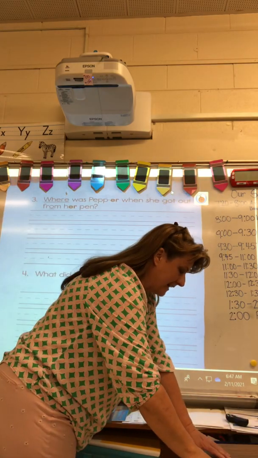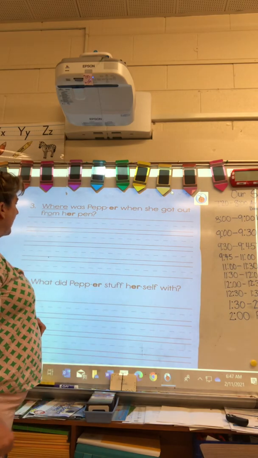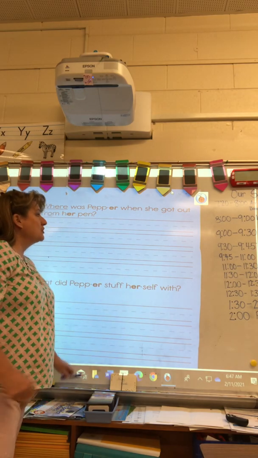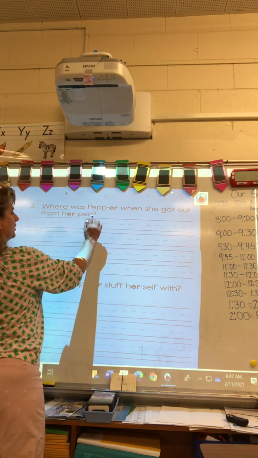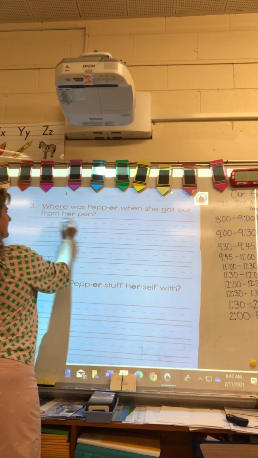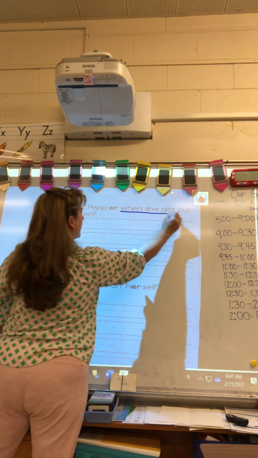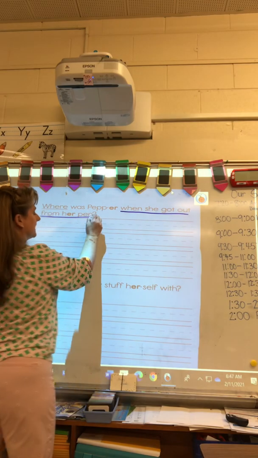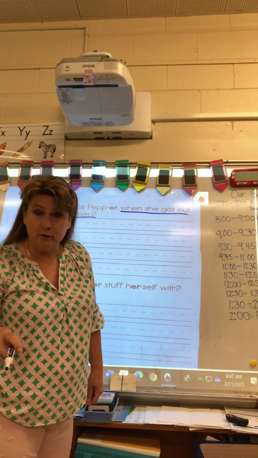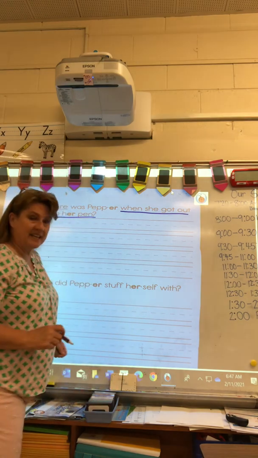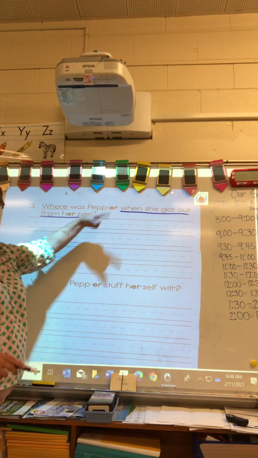Now on this side, the first says, where was Pepper when she got out from her pen? And you can say, when Pepper got out from her pen, she was. So you would use this part. When she got out from her pen, she was. Remember, she was at the petting zoo eating that corn. So make sure you're restating your question. That's your sentence starter. When she got out from her pen, she was.